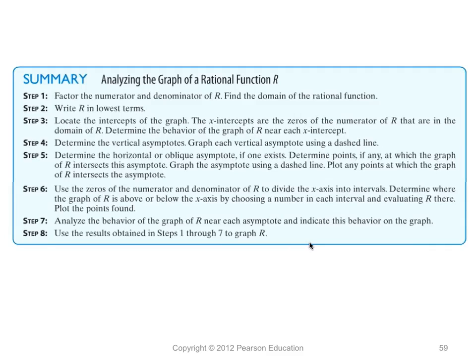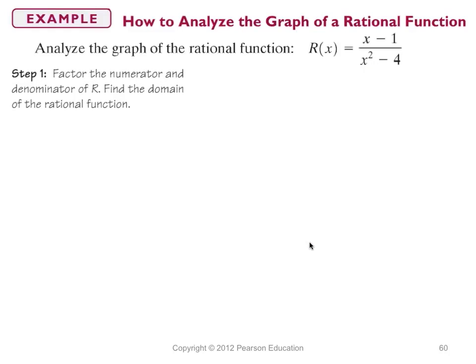So the first step, and we're going to just go through this in an example, okay? That's the easiest way to do it, is to factor the numerator and the denominator and then find the domain. Okay, so if we have this rational function here, r of x equals x minus 1 over x squared minus 4, we're going to factor the denominator and the numerator. Numerator we can't do anything with, but the denominator factors into x plus 2 times x minus 2.